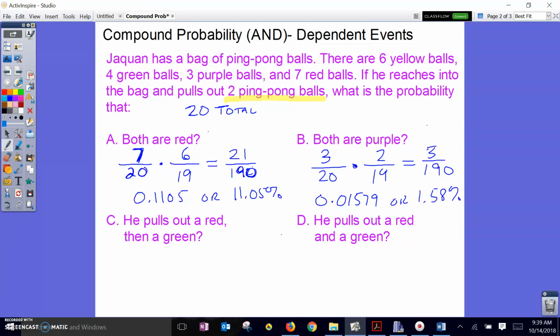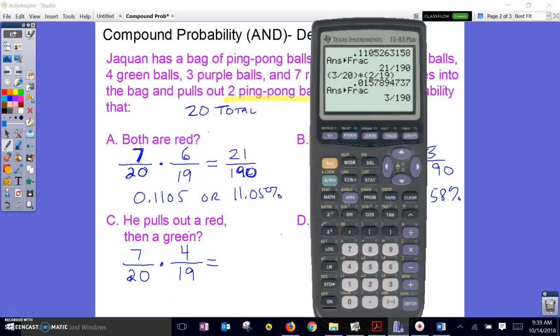Okay, so the probability that he pulls out a red is going to be 7 out of 20. 20 balls in the bag, 7 of them are red. And then a green. Now there's only 19 balls left in the bag. And how many of them are green? Well, there's 4 still. And then we'll go ahead and calculate that.